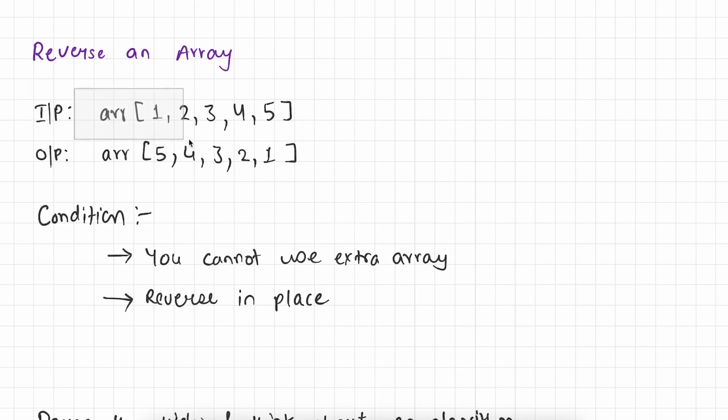We are given an array and there are 5 elements in this array, 1, 2, 3, 4, 5. And after reversing the order of elements in the given array, the array looks like this. The elements are now arranged in reverse order, 5, 4, 3, 2, 1. But here we have one condition, that we cannot use any extra array and we just have to reverse all the elements of the array in place.